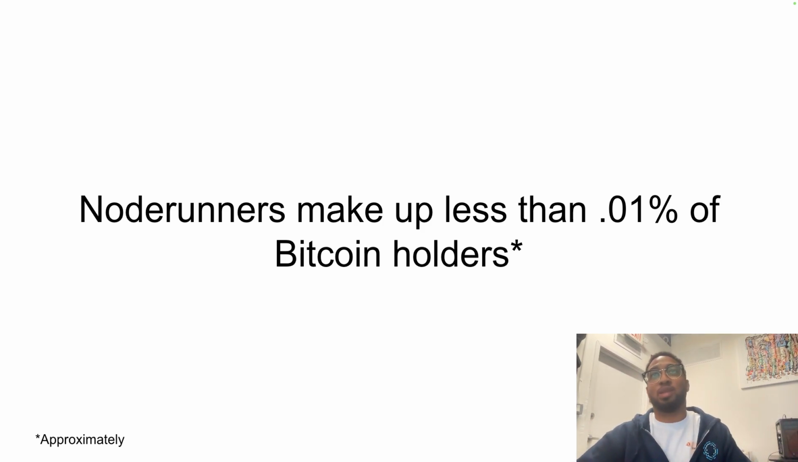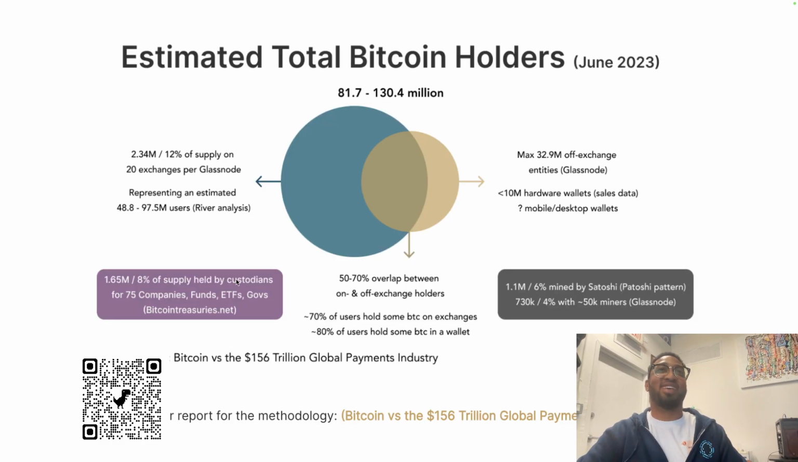So node runners make up less than 0.01% of Bitcoin holders. That is a very, very small number. You would think it'd be higher with the amount of money that certain individuals put into Bitcoin, and the fact that they don't feel a need to validate their own transactions. Are they even custodying it though? What is the percentage of people custodying their own? I don't know if the infographic had anything about self-custody. It kind of did. It just said off exchanges and on exchanges. Okay, off exchange. Right.